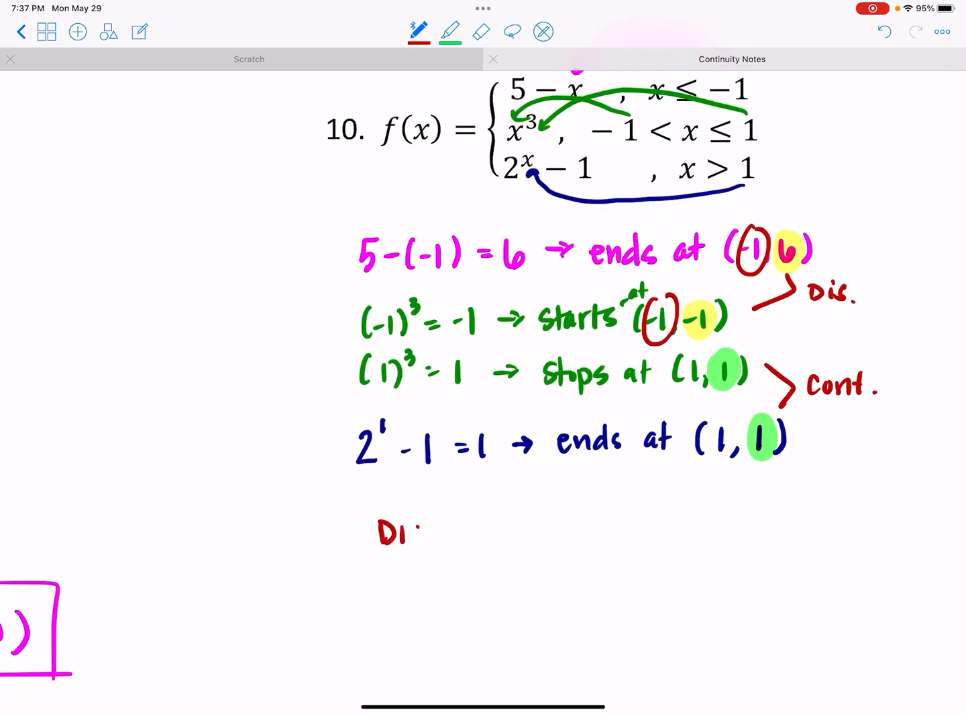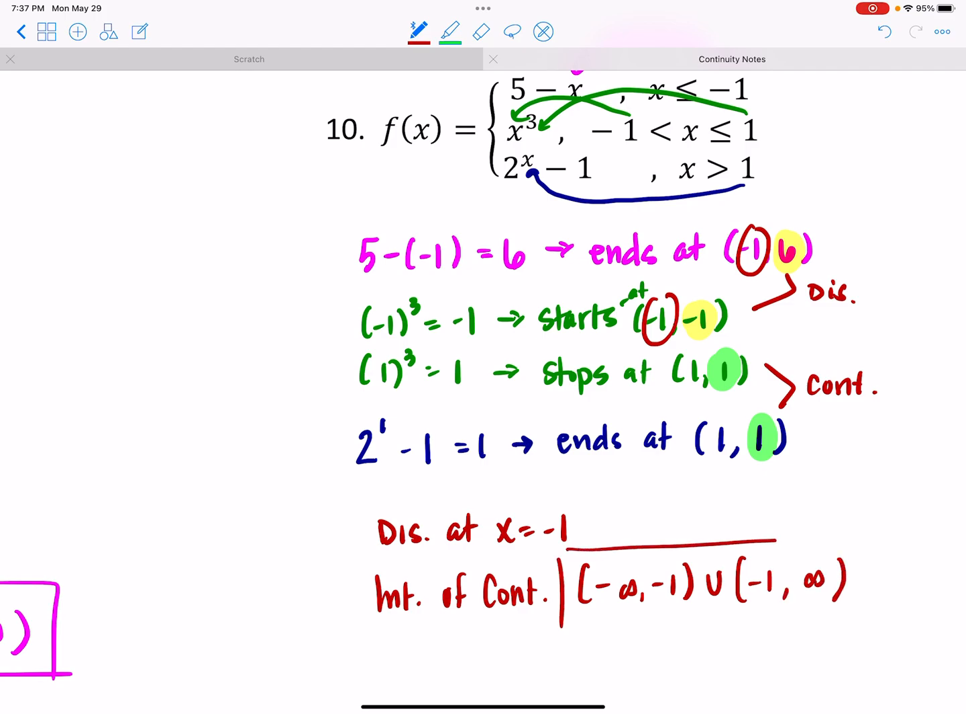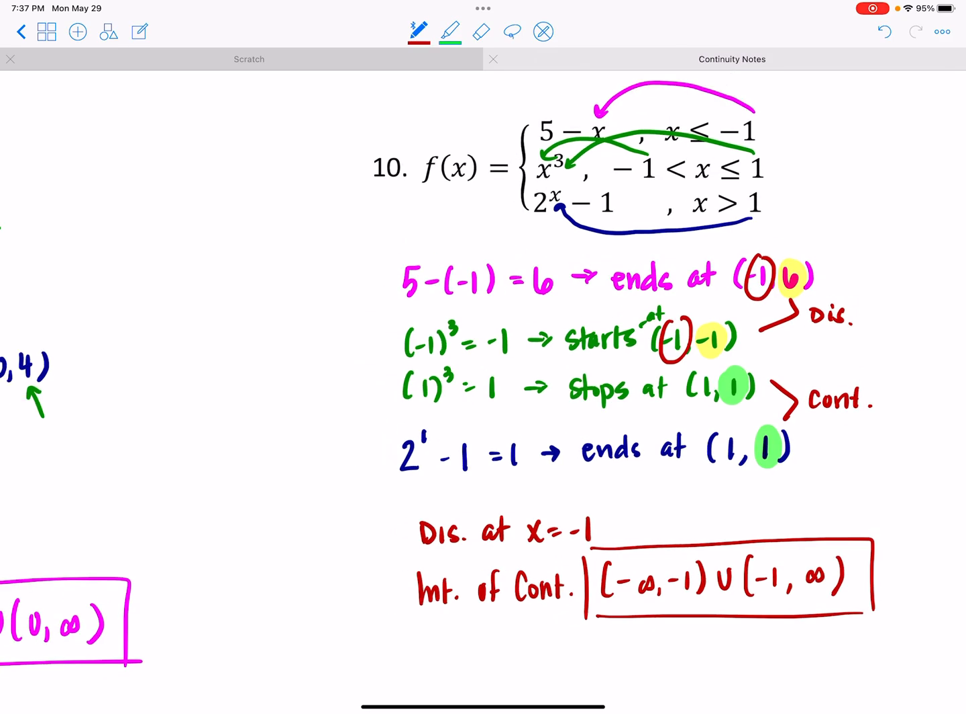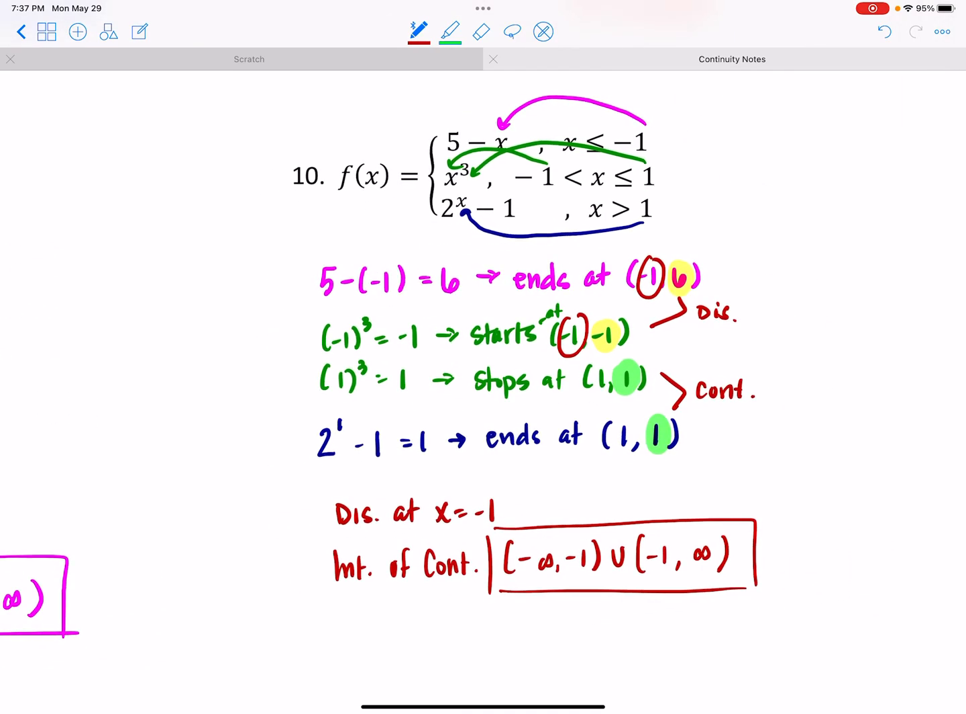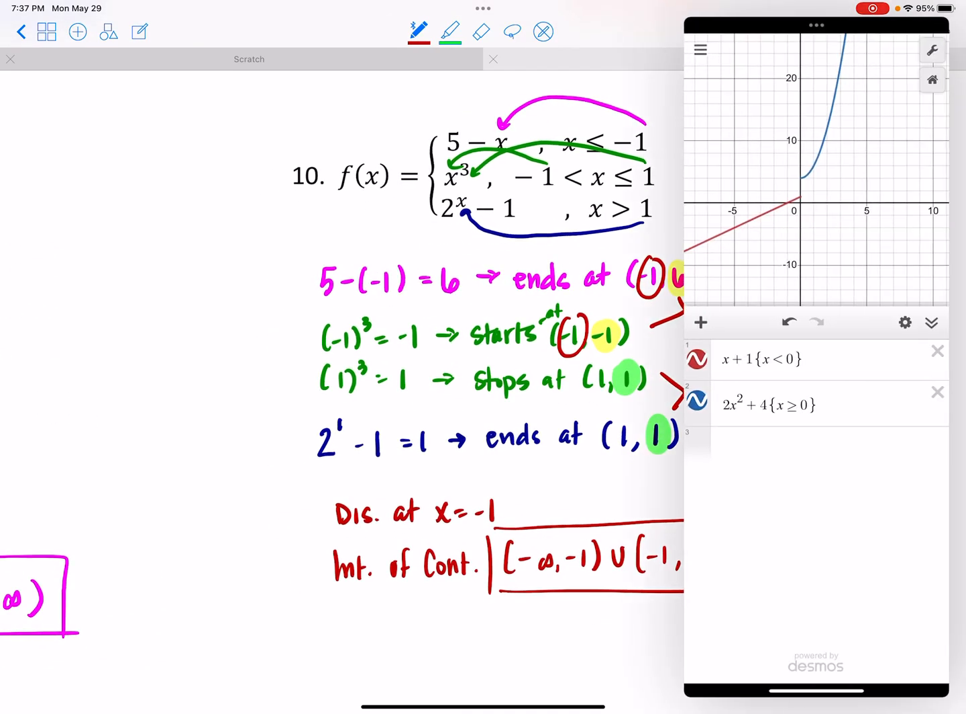So we have a discontinuity at x equals -1, which means our intervals of continuity will be everywhere else. So not at -1, but everything before -1. So we're going to say negative infinity up to -1, and then we're going to unite that with everything from -1 to infinity. Okay, so those are going to be my intervals of continuity there. Now I did the work, and I'm hoping that makes sense, but again, you could start with the graph, or you can use the graph to confirm your work, but if you put this in Desmos, you're going to see basically the same picture I tried to lay out there.